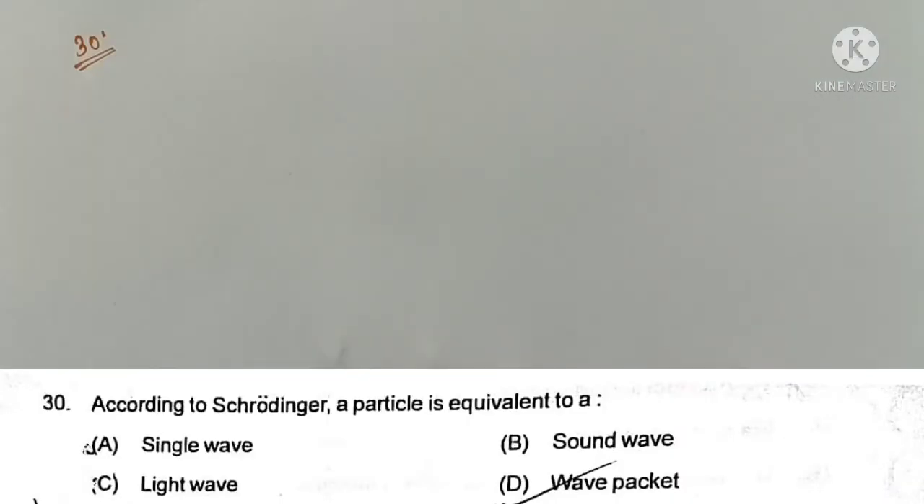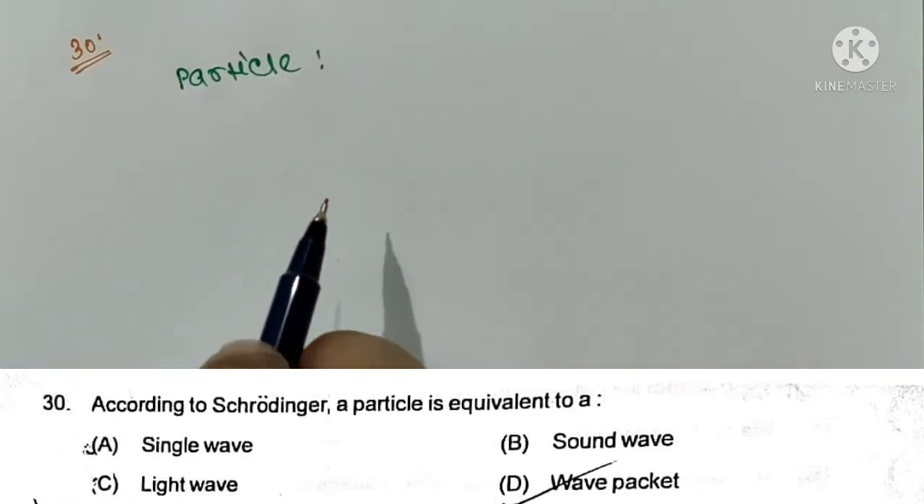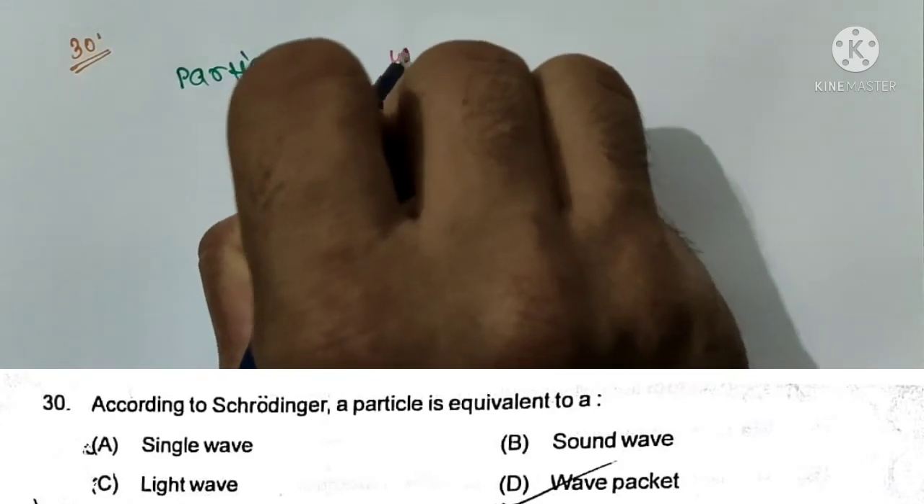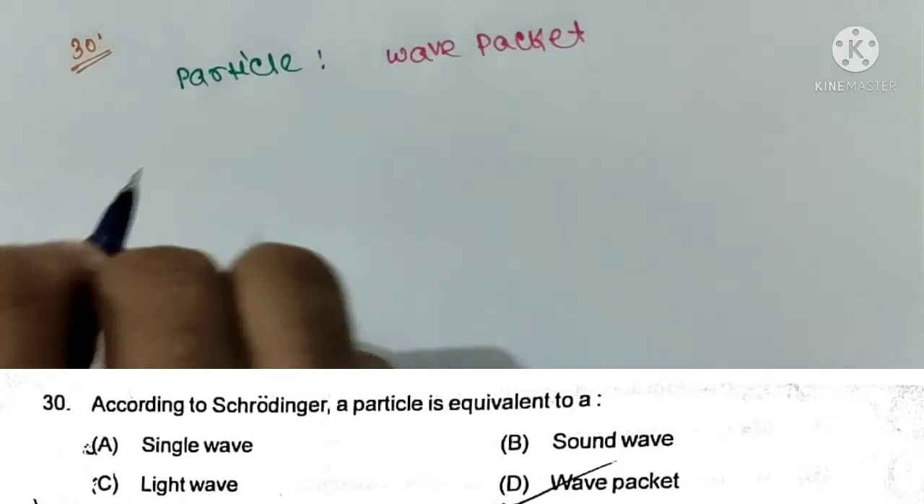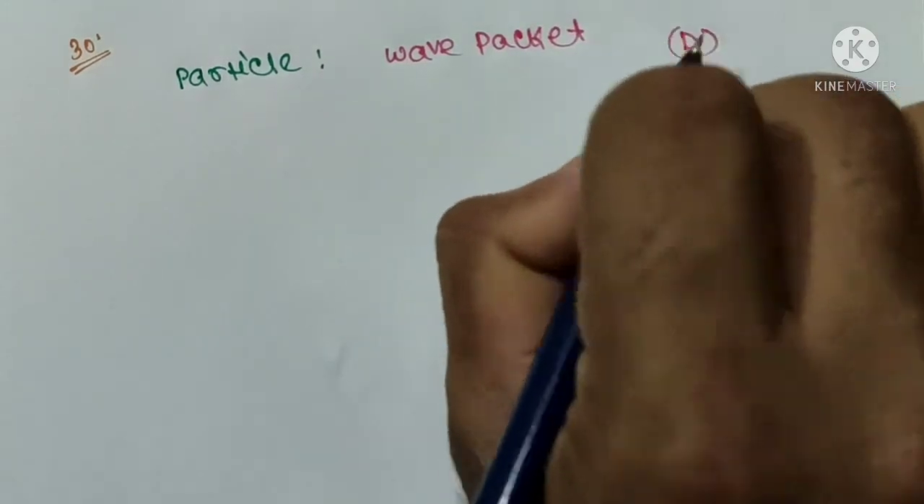Question number 30. According to Schrödinger, a particle is equivalent to a single wave, light wave, sound wave, or wave packet. We know that a particle is equivalent to a wave packet. So the correct option is option D.